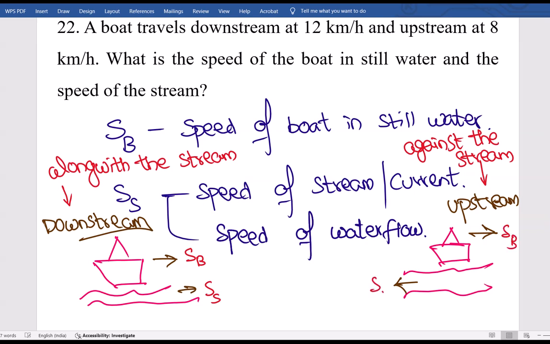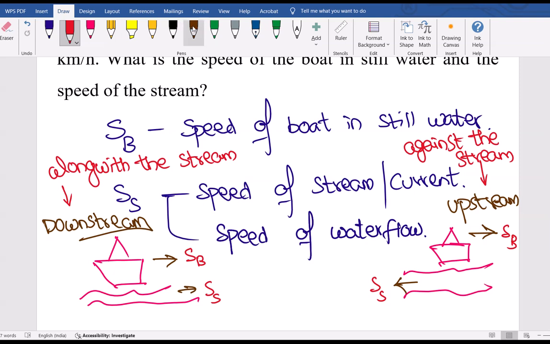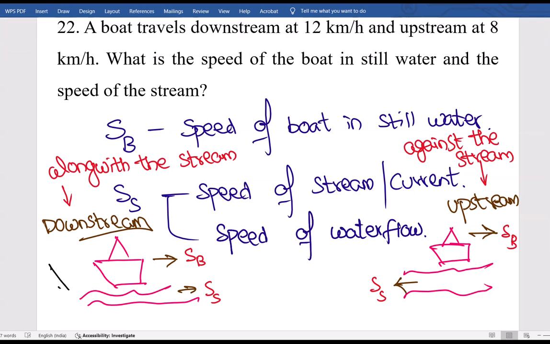Now, a very important thing. You just now encountered one question where same direction speeds are subtracted and opposite direction speeds are added, but it's not so in all cases. We should understand why that addition or subtraction is there. When you think in a practical situation, when you are traveling down, will your speed increase or decrease? Increase. When you travel down, speed will increase. When you travel up, speed will decrease.